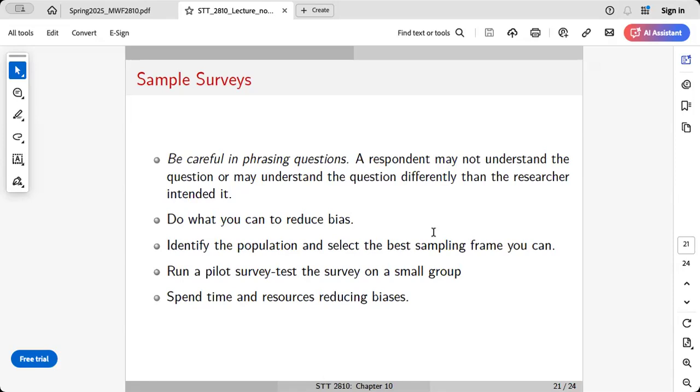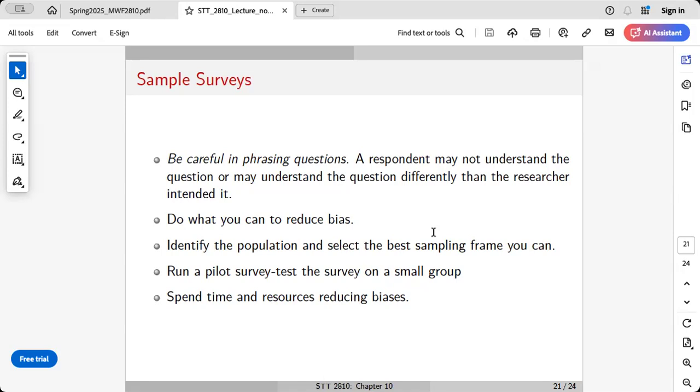You should also be careful in phrasing your questions because if your questions are not clear enough, it means that the respondent might not be able to understand or may understand the questions differently than what you intend to get. Does that make sense? So it's very important that you frame your questions properly. You should also do whatever you can to reduce bias because we've already studied that bias, we are trying to what? Reduce bias as much as we can.